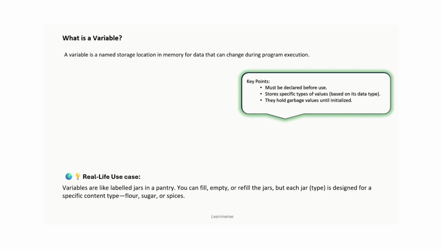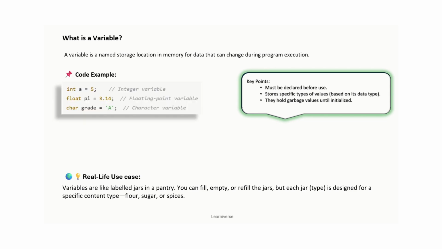A variable must be declared before use. It stores a specific type of value, like an integer or character. Until initialized, it holds random or garbage values. Let's look at a quick code example to understand this better.